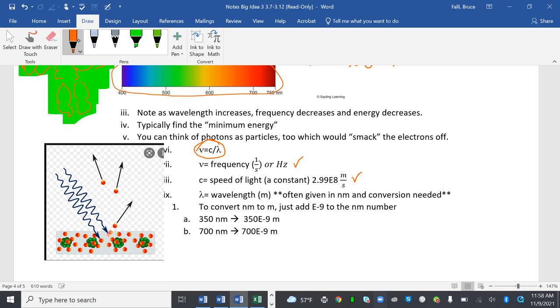Lambda is wavelength, which should be in meters. And this is one where they often give us the wrong unit. To convert nanometers to meters, just add an E-9 to the nanometer number. So if I have 350 nanometers, that would yield 350E-9 meters. 700 nanometers would be 700E-9 meters.